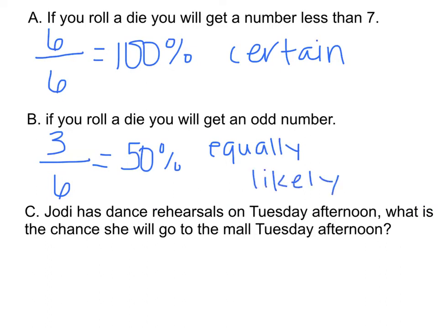Now let's try C. Jody has dance rehearsal on Tuesday afternoon. What is the chance she will go to the mall on Tuesday afternoon? How many Tuesdays are there in a week? There is 1. If she is at dance on Tuesday afternoon, will she be able to go to the mall on Tuesday afternoon? That's a no. So 0 out of 1, that's going to give us a 0% chance. So it's impossible.